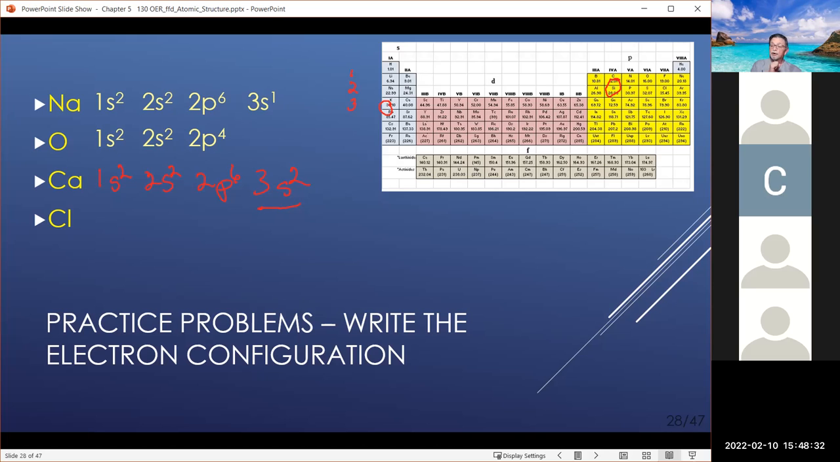what would be its new charge? If I lose some negativity, it's going to be positive. Positive. What number would you think it would be? Two. You got it. All right.